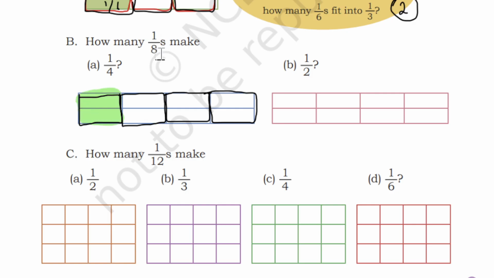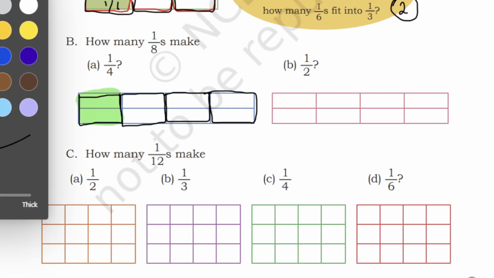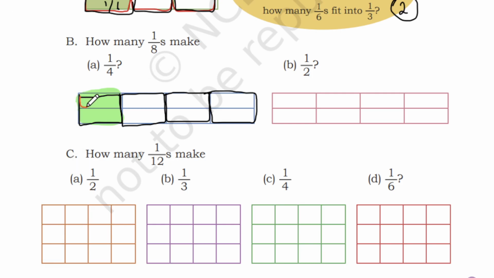Okay, and 1 by 8. So which part is 1 by 8 here? The individual parts. I'll do it in orange. So this is 1 by 8. These parts are 1 by 8. 3, 4, 5, 6, 7 and 8. So how many 1 by 8s are shaded? 2 1 by 8s are shaded. So this one is 1 by 8 and this one is 1 by 8.